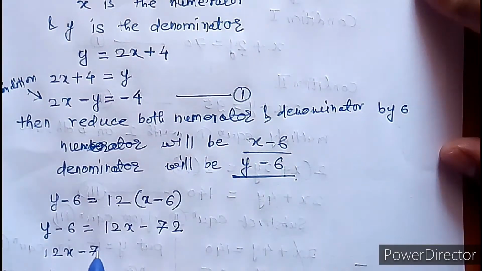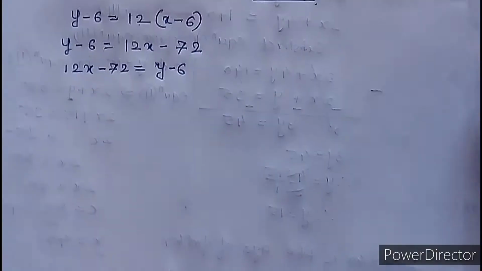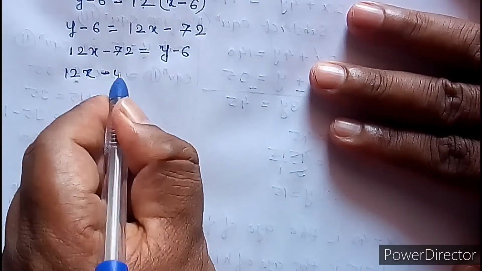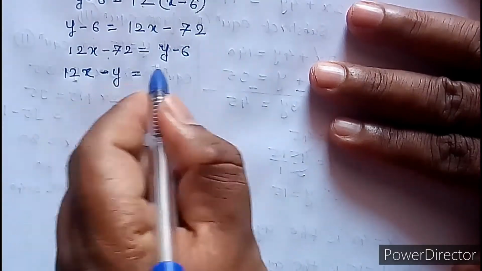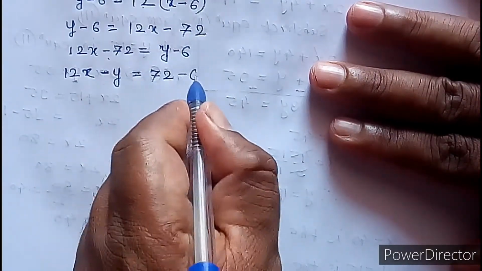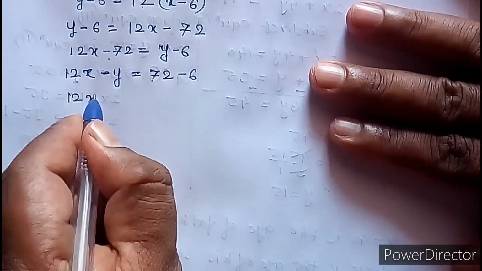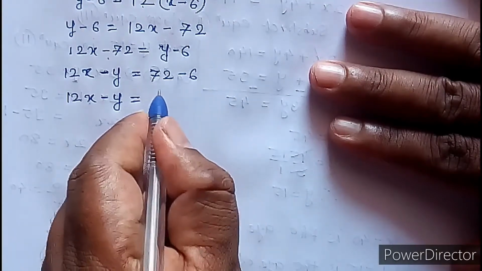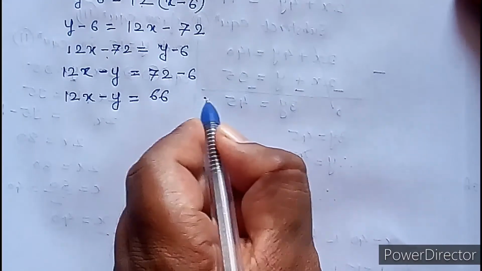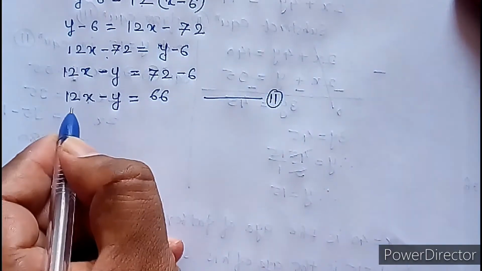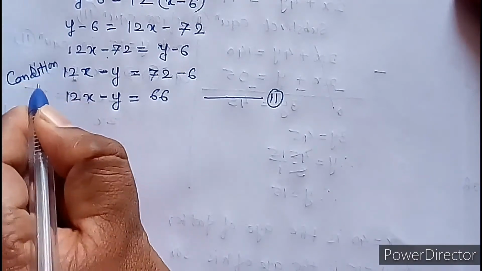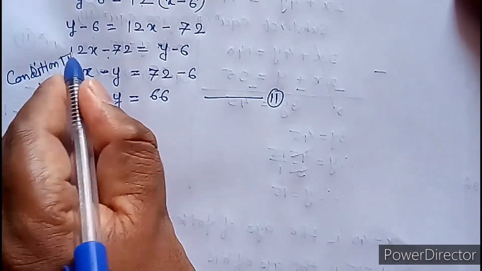Now we get 12x minus 72 equals y minus 6. Changing sides, 12x stays as it is, plus y becomes minus y, minus 72 becomes plus 72, and minus 6 stays. Now we get 12x minus y equals 72 minus 6, that is 66. This is equation number 2, which we get from the second condition. Write down here condition 2.